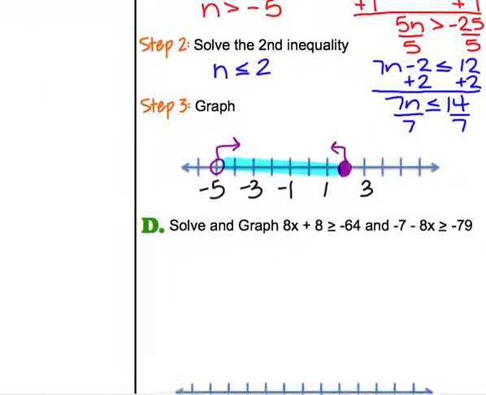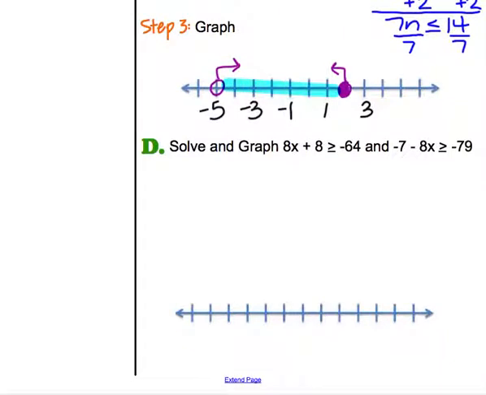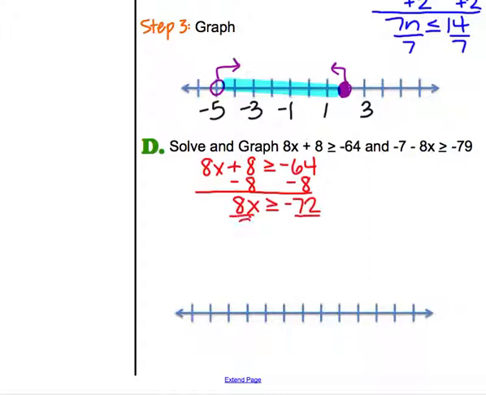Looking at the next example, now we have, let's do 8x plus 8 is greater than or equal to -64, and -7 minus 8x is greater than or equal to -79. If we start off by solving the first inequality, 8x plus 8 is greater than or equal to -64, start by subtracting 8, which gives me 8x is greater than or equal to -72. Divide both sides by 8, which gives me x is greater than or equal to -9.